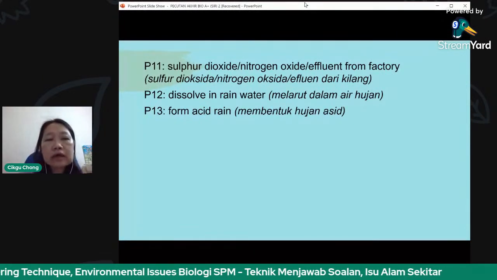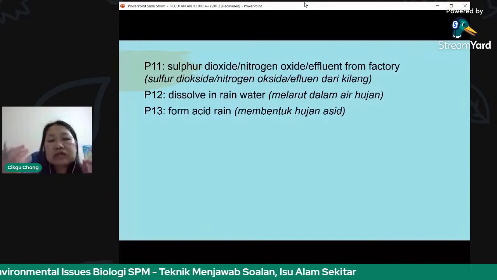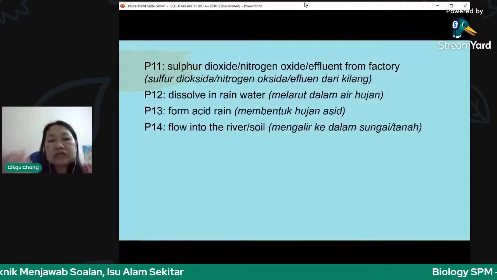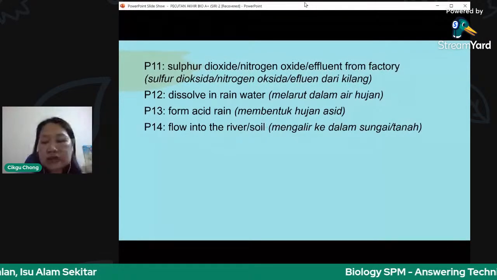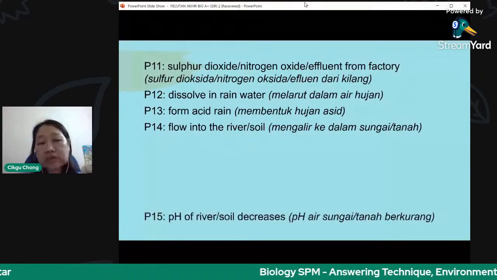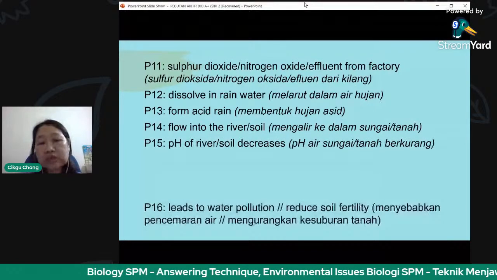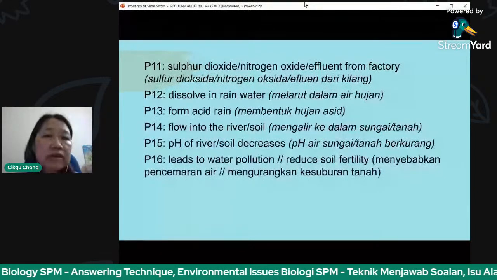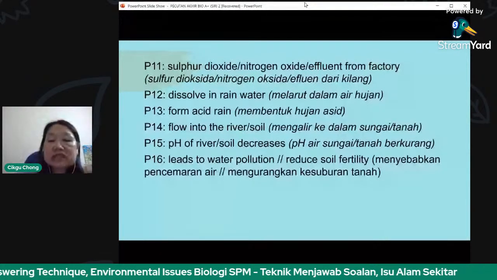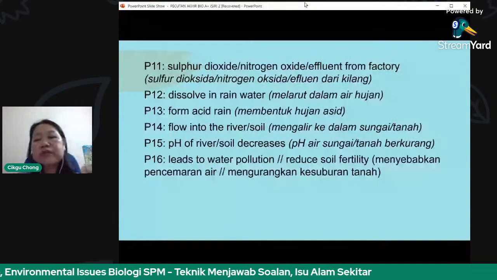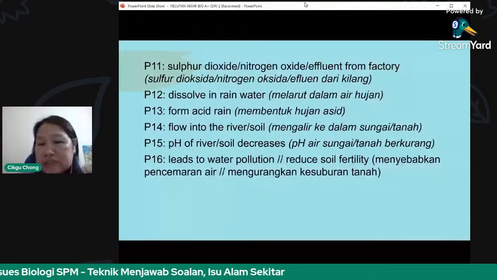Okay, so next one, this acid rain will flow into the river. When it goes into the river, it is acidic. Remember, it is going to reduce the pH of the water, so it's going to be acidic. Some plants do not grow very well in an acidic environment. That will lead to water pollution. It reduces the soil fertility. That means kesuburan tanah, it is not so fertile anymore because it's too acidic.